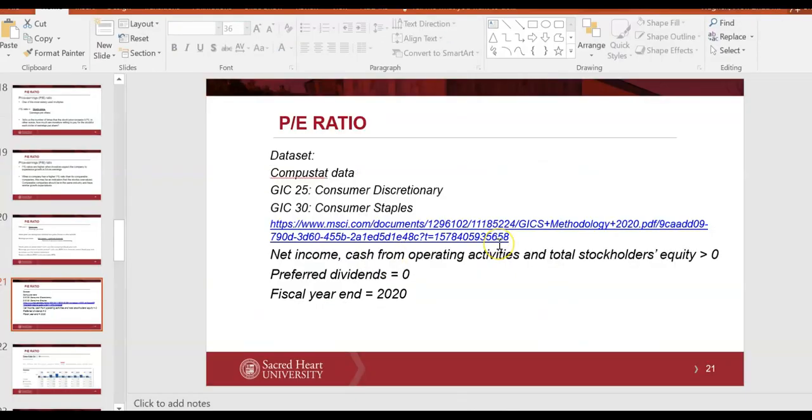I also limited it to companies that were profitable. They have positive net income. They also have positive cash from operating activities. Remember, you can have positive cash from operating activities and have a net loss and vice versa. And also companies that had positive stockholders equity. Now, most companies are going to have positive stockholders equity, but not necessarily.